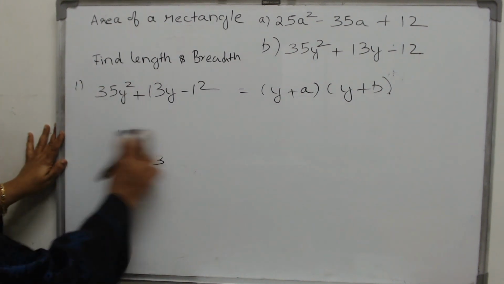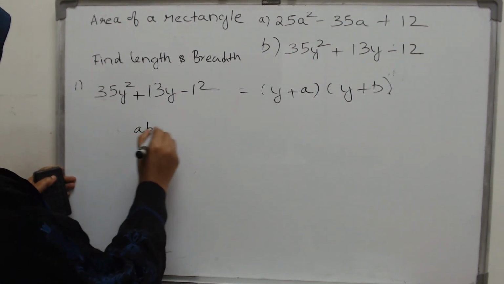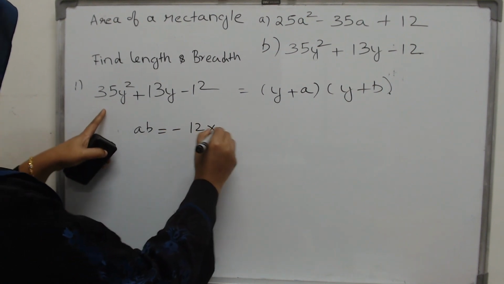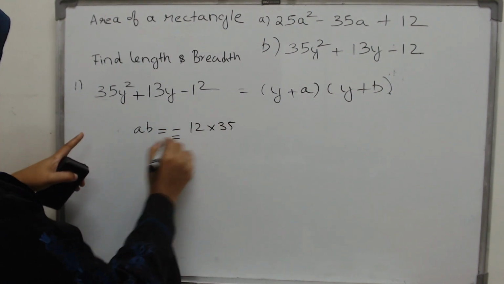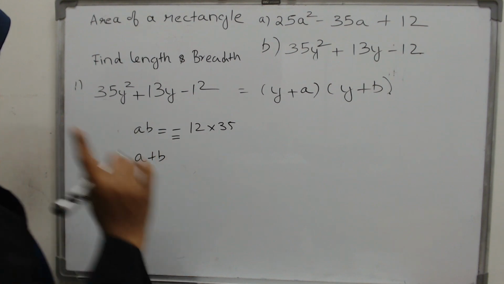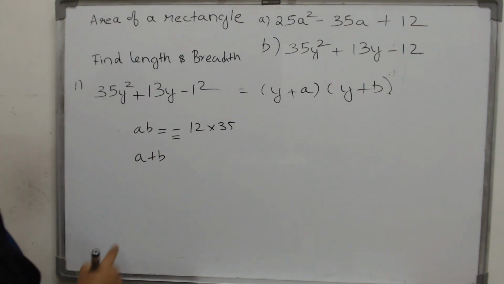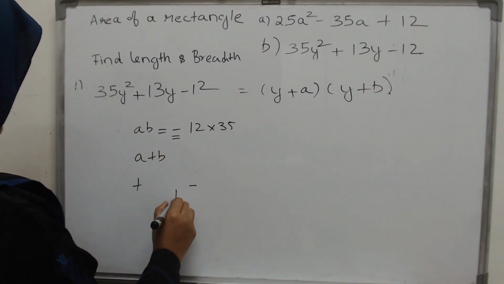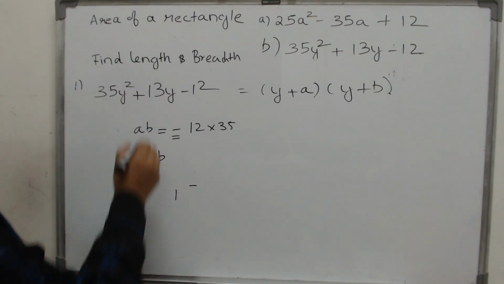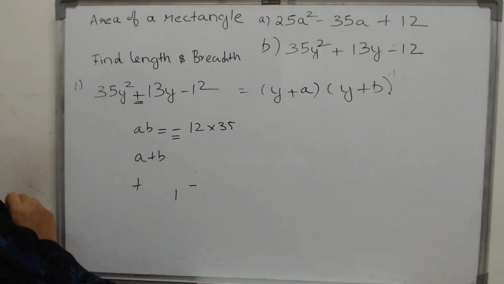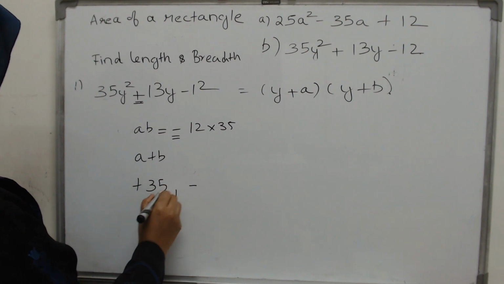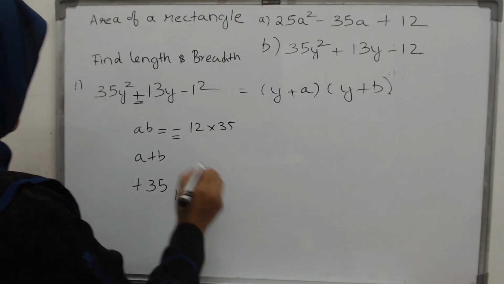Now your product is negative, right? It is minus 12 into 35. What does the minus sign show you? That one of the numbers that you have taken is positive and the other one is negative. How do you know which is positive? The greater number was positive. So it was plus 35 and the smaller number minus 12.